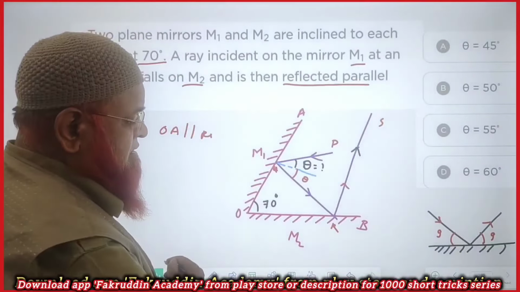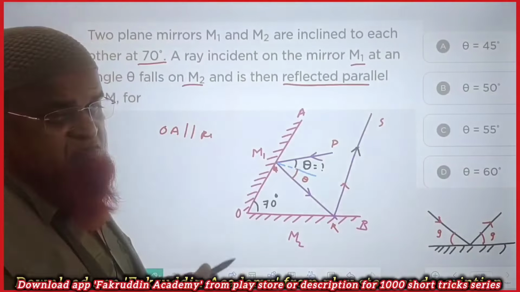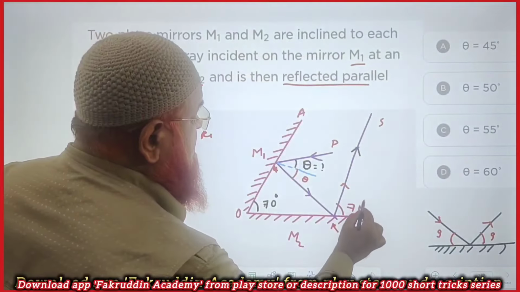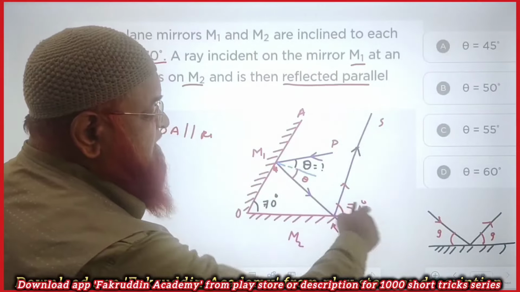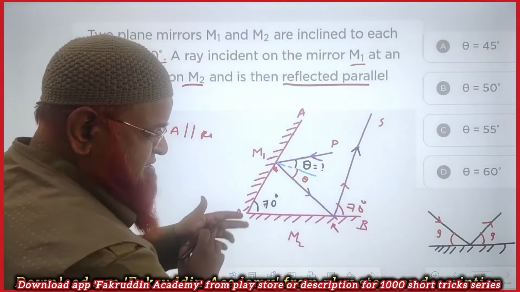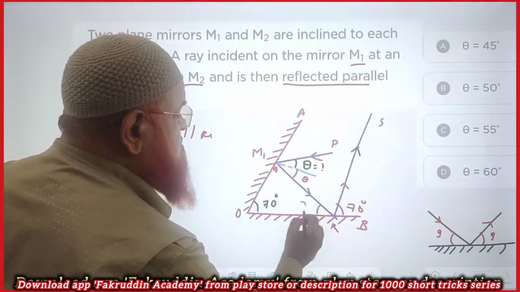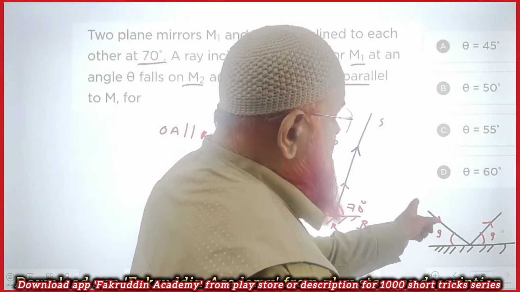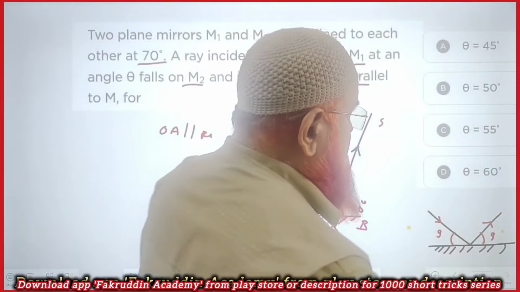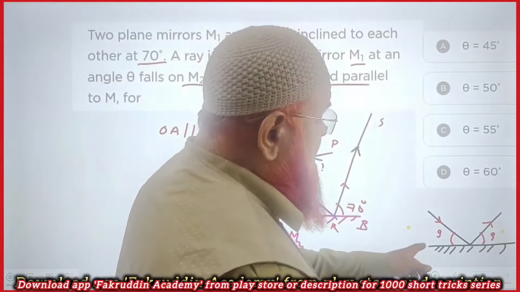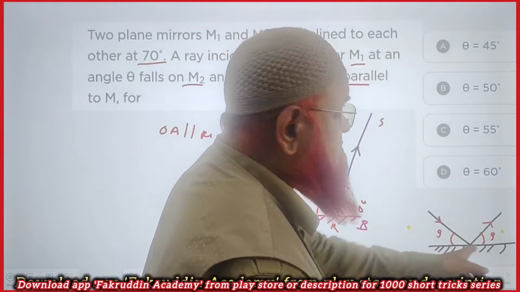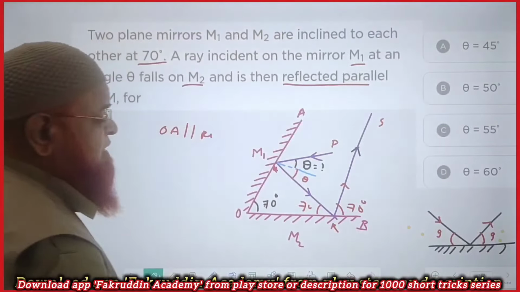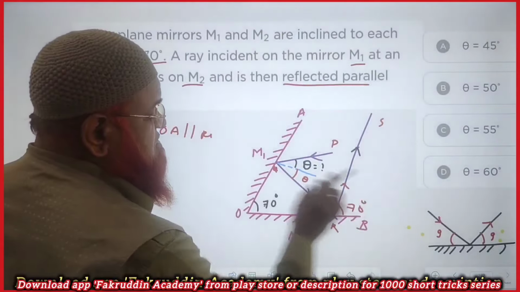When these two are parallel, you get one small conclusion: if this angle is 70, then this is also going to be 70 degrees, because these are corresponding angles. Parallel lines have the same angles. Why? Because these are called glancing angles. The angles made by the incident ray and the reflected ray with the mirror are said to be glancing angles, and these two angles are the same. That means this is 70 and this is also 70.